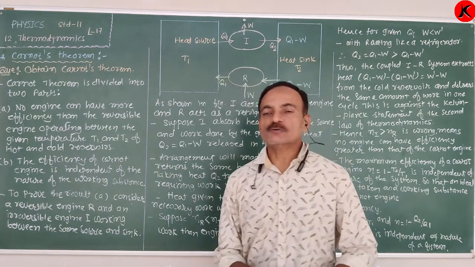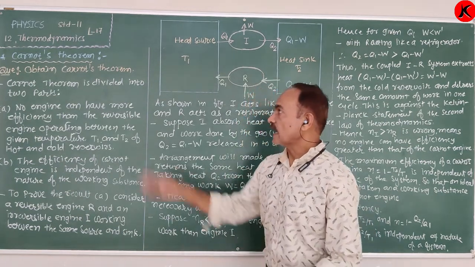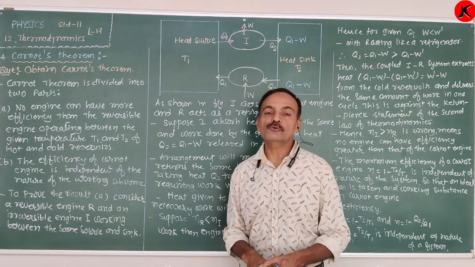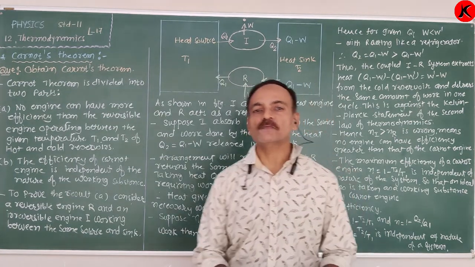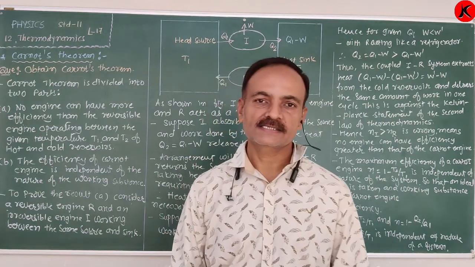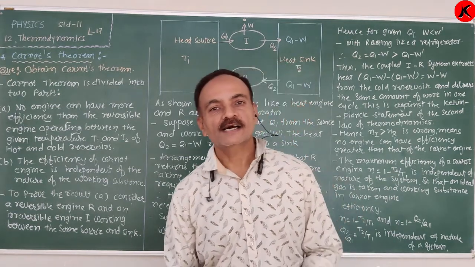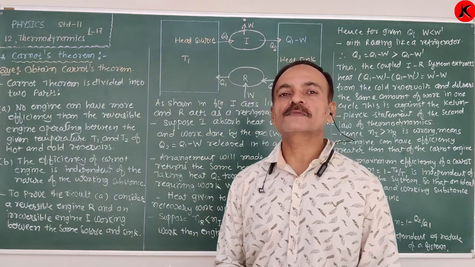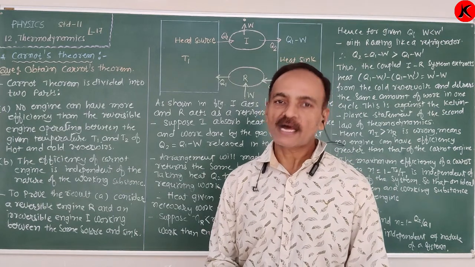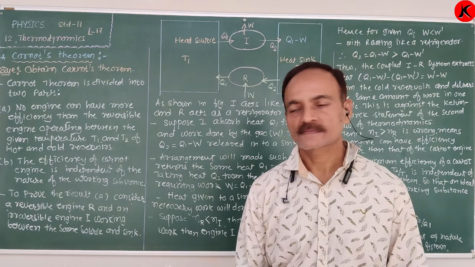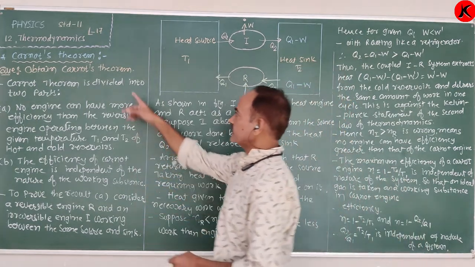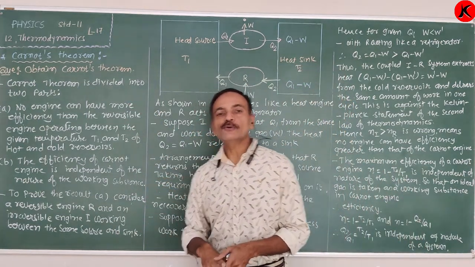We have to discuss and obtain the Carnot theorem. So the Carnot theorem is divided into two parts. That is the discussion on the basis of the second law of thermodynamics. Already we discussed the two statements of the second law of thermodynamics, the Kelvin-Planck statement and also the Clausius statement. Now the Carnot theorem is divided into two parts.